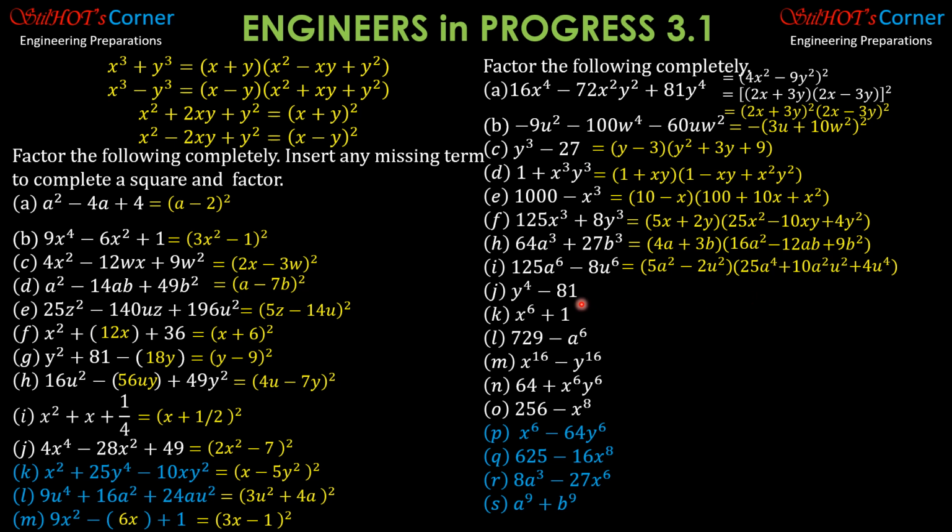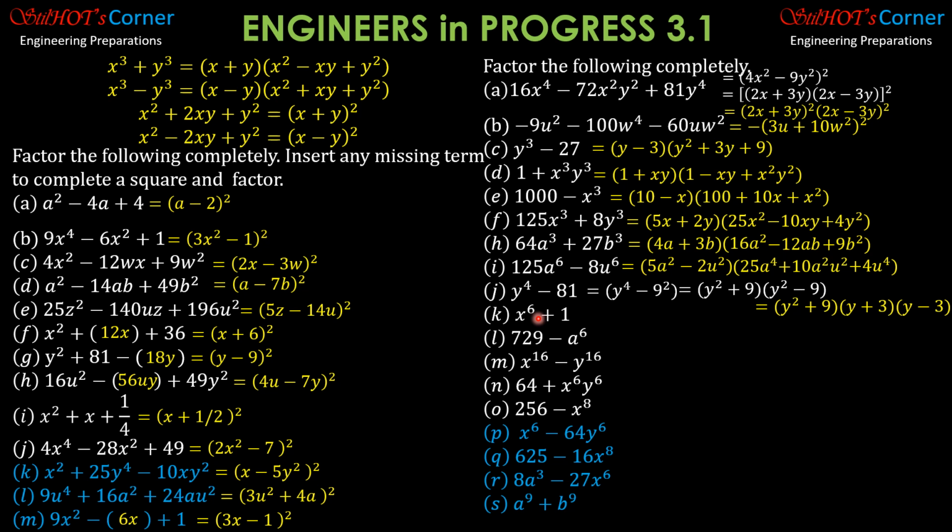Then this one is a difference of 2 squares, (y²)² minus 9², or y to the fourth minus 9². So we write this as (y² + 9)(y² − 9). The y² plus 9 cannot be factored anymore, but y² minus 9 is a difference of two squares. The factors are y plus 3 and y minus 3. So the complete factored form is (y² + 9)(y + 3)(y − 3).